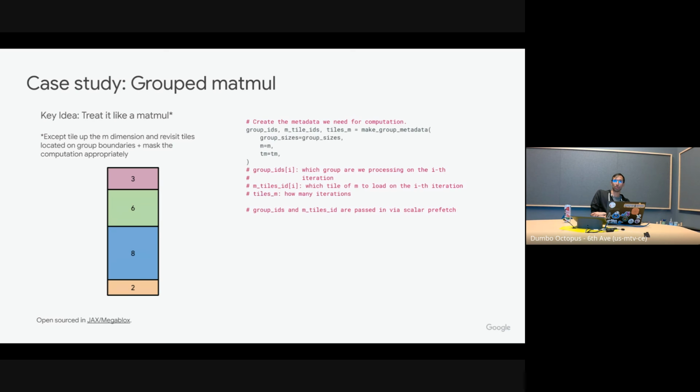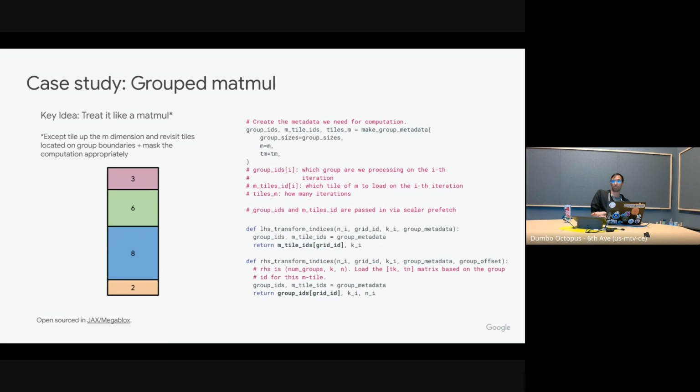So this schedule can be cooked up via this make group metadata function, which is a pure Jax function that returns a bunch of information, essentially small arrays containing metadata, and then these are passed via scalar prefetch into the kernel, so we can essentially pick what groups to load every iteration of our pipeline. And this is how the group matmul in megablocks works. So it's cool that this very simple mechanism can enable this kind of dynamic computation.